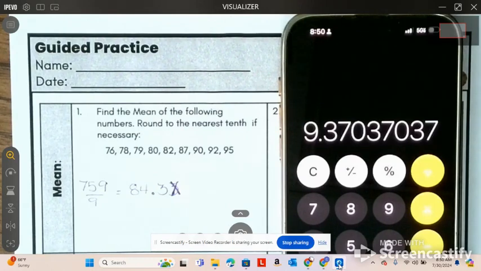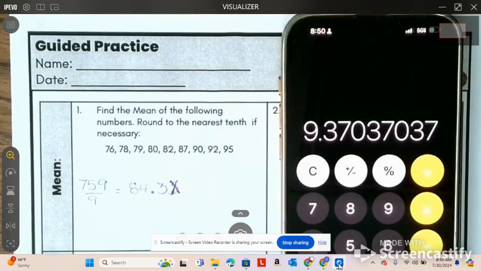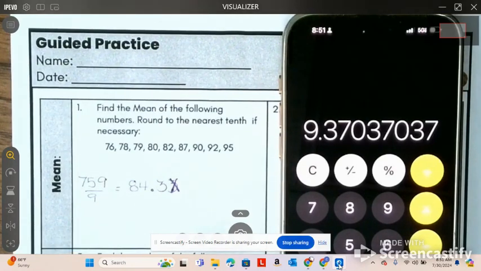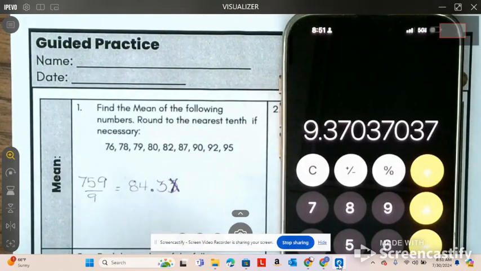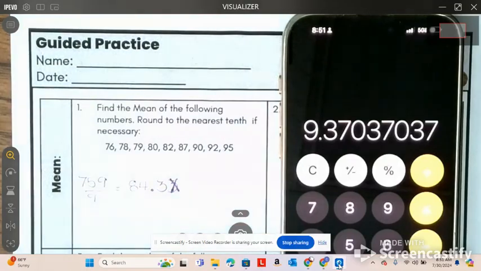And so what we're going to do is we're going to say, okay, I know I had 9. And that middle number in 9, if you think about it, there's 1 here, 1 here, 1 here, 1 here. That middle number in 9 is going to be the 5th number. 1, 2, 3, 4, 5. And so we're going to say that the median is 82.